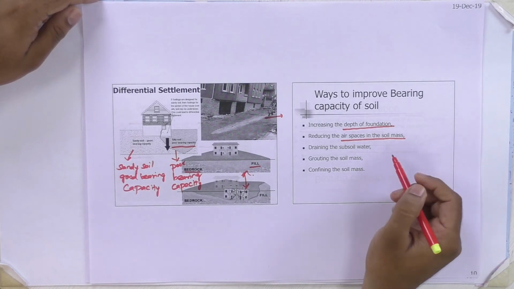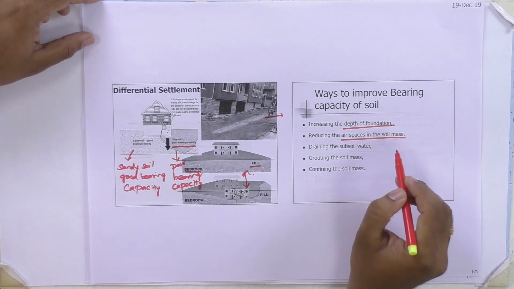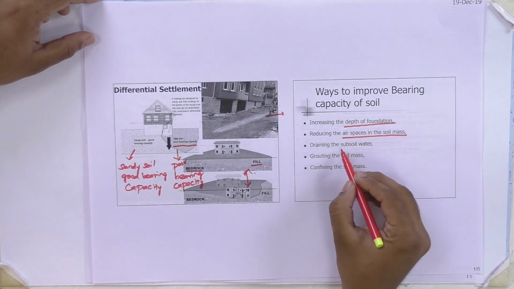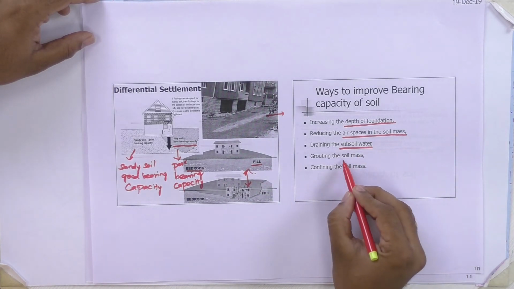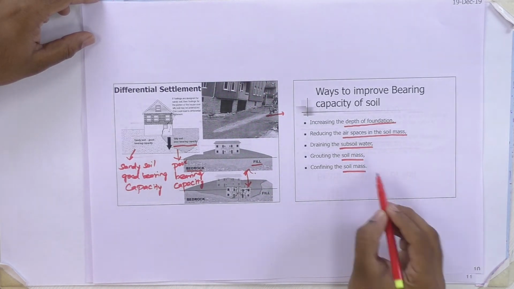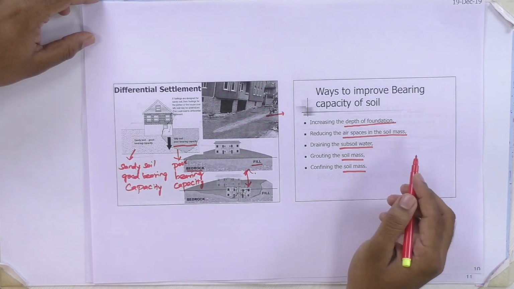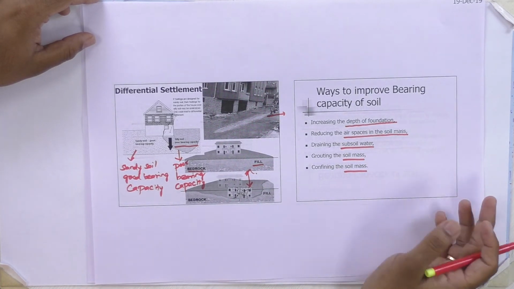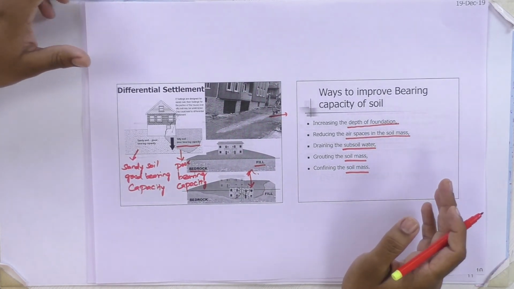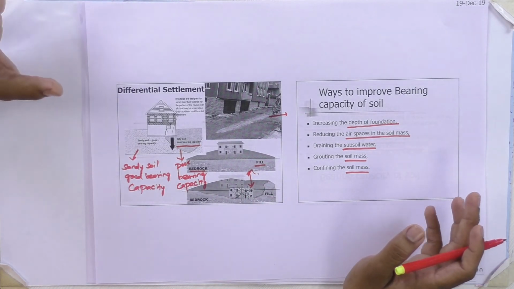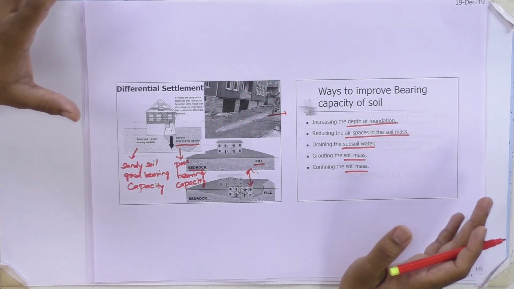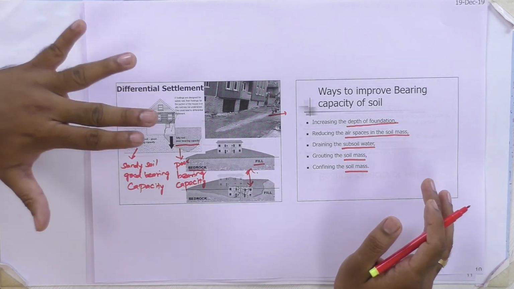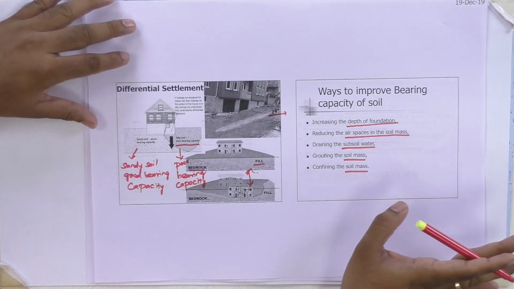So we have to avoid the pores present in the soil mass, and drain the subsoil water, grout the soil mass, and confine the soil mass. Draining the subsoil water means we have to remove the water present in that soil, and grouting means how highly pressurized we are compressing the soil, and confining means we have to layer the soil in a proper manner.